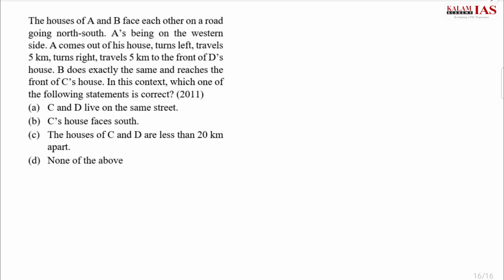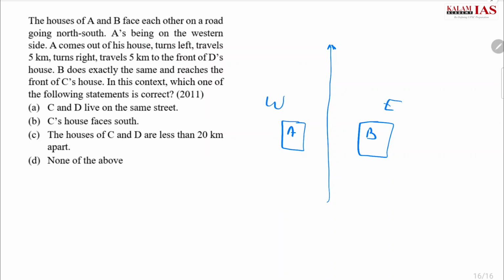In this question, it is given houses of A and B face each other on a road going north-south. Suppose this is the road going north-south and houses of A and B face each other. Suppose A is here, house of A, and B is here, and they are facing each other. A being on the western side. So this is west, this is east, this is north, this is south.